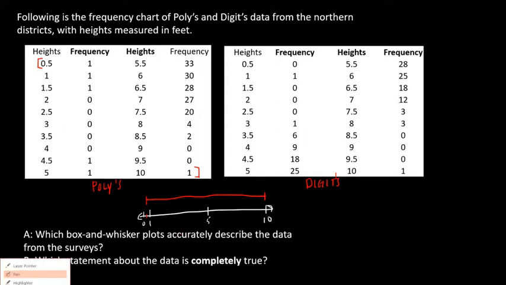And then for Digit, notice that Digit's is going to be slightly different, and why is that? Well, because the frequency on the height 0.5 was 0, so that's not really going to be part of our range. So Digit's range would start at 1, but it also does go all the way up to 10. So Digit's range is going to be a little bit smaller than Pauli's. That's one thing to consider. And I'm going to leave the rest of it up to you.